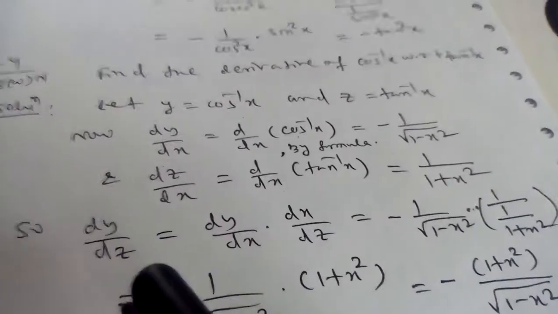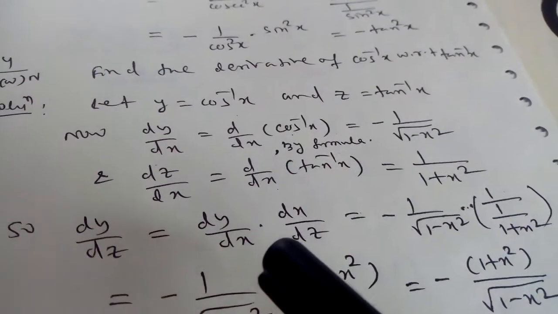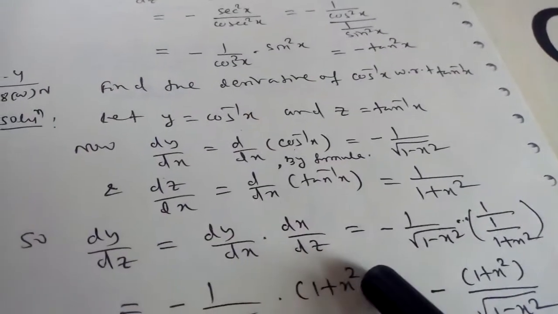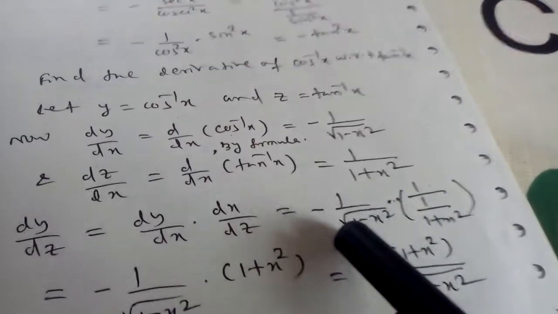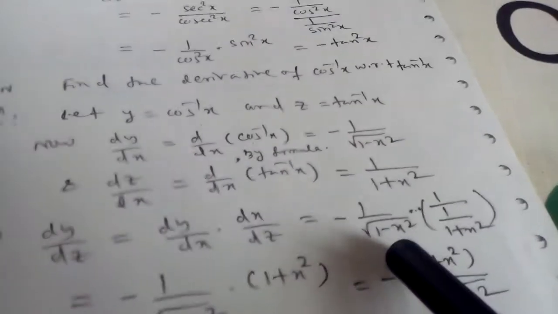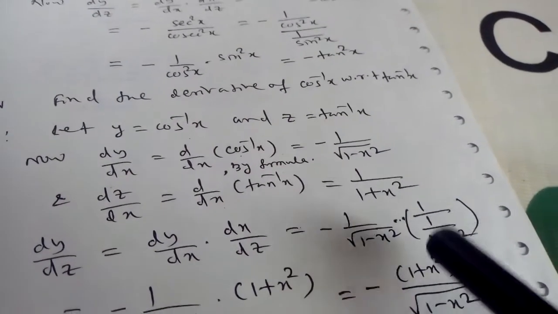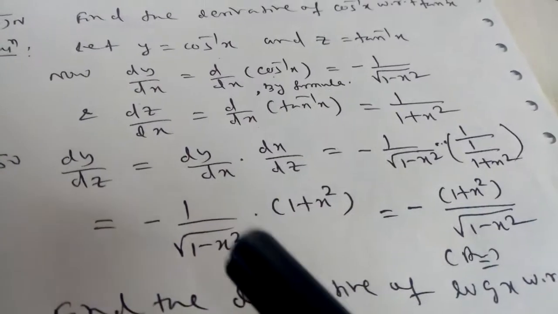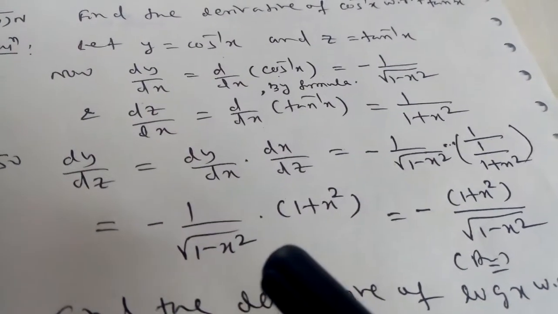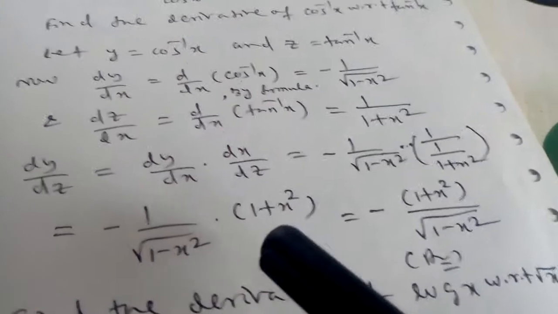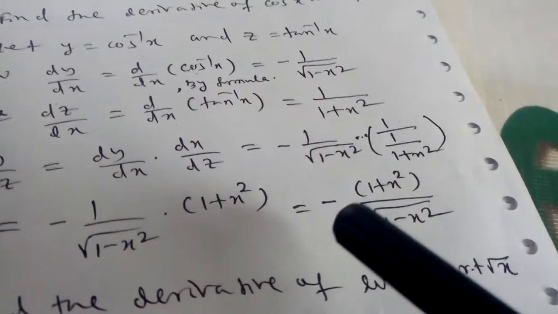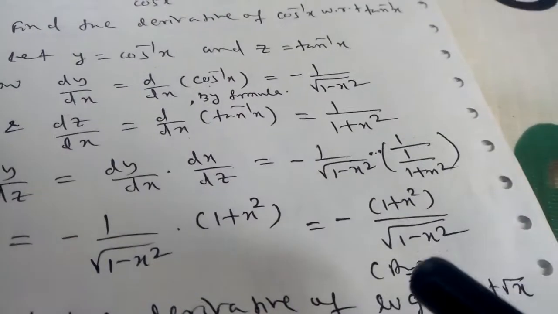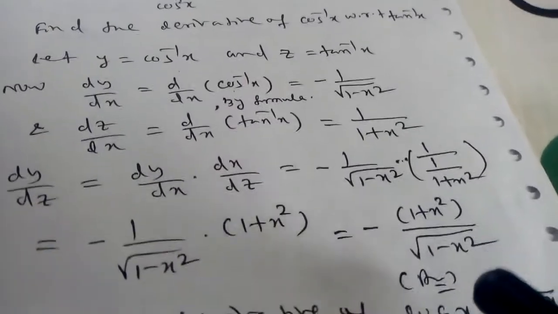Now dy by dz is equal to dy by dx into dx by dz, which is equal to minus 1 by square root of 1 minus x square into 1 divided by 1 plus x square. So which is equal to minus 1 by square root of 1 minus x square into 1 plus x square. So this is equal to minus 1 by (1 plus x square) into square root of 1 minus x square. So this is the required answer.